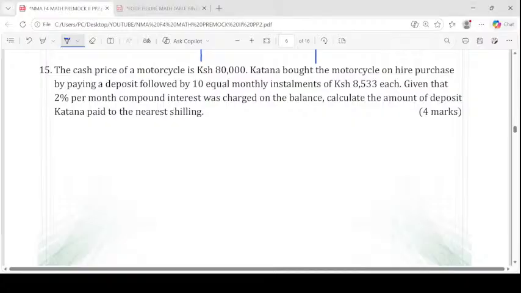The cash price of a motorcycle is 80,000 shillings. Katana bought the motorcycle on hire purchase by paying a deposit followed by 10 equal monthly installments of 8,533 shillings each. Given that 2% per month compound interest was charged on the balance, calculate the amount of deposit Katana paid to the nearest shilling.